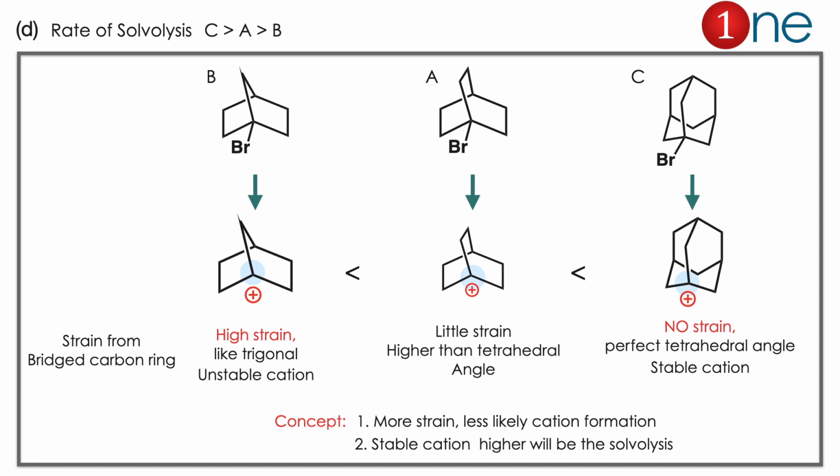Here the concept is, the lesser the strain, the better the solvolysis. The cation forms only if there is a possibility of no strain. So if you look at the order, C will come first, A will come next, and B will be the least one. Here the concept you have to learn is strain of the intermediate. Cation is a planar molecule, it cannot possess strain. The lesser the strain, the better the solvolysis.